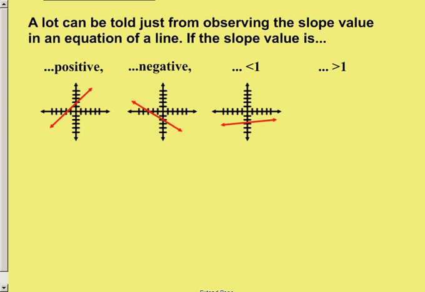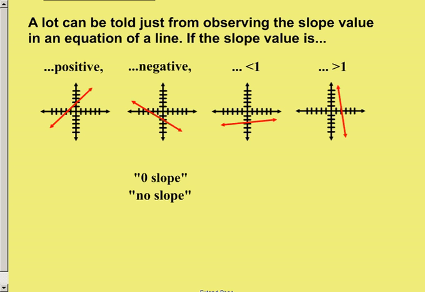The flip side of that is you could have a slope value that is larger than 1. That happens when you are rising faster than you are running. So the y value is increasing faster than the x value. That's when you get a line that is closer to vertical than it is horizontal.